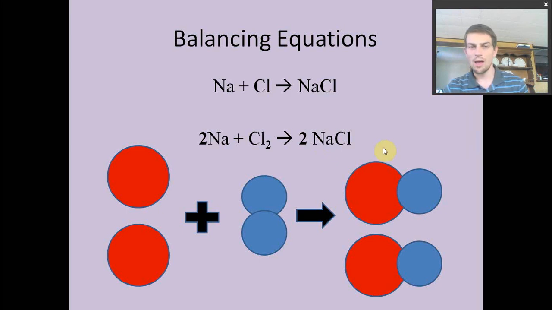And you can do a little count here to make sure we have all the atoms accounted for. On the left-hand side, we have 2 sodiums. On the right-hand side, we have 2 sodiums. On the left-hand side, we have 2 chlorines. On the right-hand side, we have 2 chlorines. Remember, when a number comes in front of a molecule, it applies to the whole molecule. So you have 2 sodium chlorides.